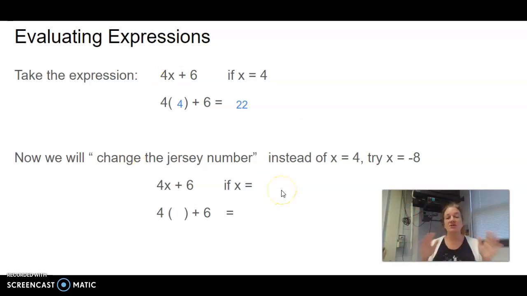Okay, now we're going to change the jersey number. We're going to change how we do this, and I'm going to say instead of jersey number 4, I'm substituting a player in. So I'm taking 4 out. I am putting -8 in this time. Okay, so I'm going to take the x out. I put the -8 in. 4 times -8 is -32. -32 plus 6 is -26. Okay, check my math if you don't trust me. And you probably want to check my math. Okay? So that's how we do this math-wise. If you need to review that, just go back and watch it again on the video. I'm going to keep doing some examples, so don't panic.